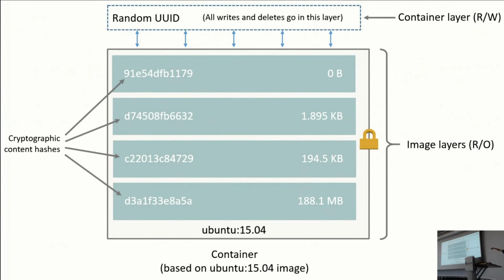At the top, what we have is a small, thin read-write layer, and each instance of the container will have a unique one. So if you have five containers, there's going to be five unique read-write layers, and they might each be 1 or 2 to 5 megabytes, depending on what you actually are doing in them.